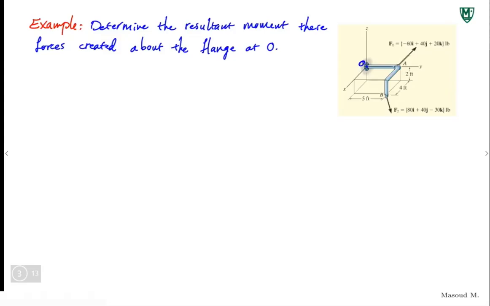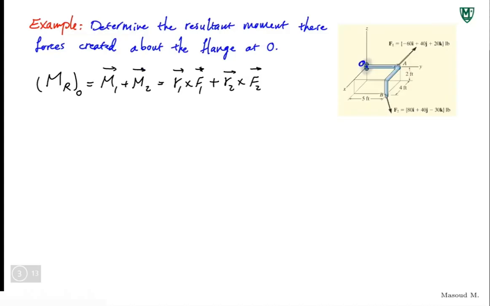So, what do I do? Well, let's start with what I just told you, the resultant moment as a vector about point O. I have two forces, F1 and F2, so let's say M1 plus M2, both of them are vectors. M1 would be R1 times F1 plus R2 times F2. All these are vectors.